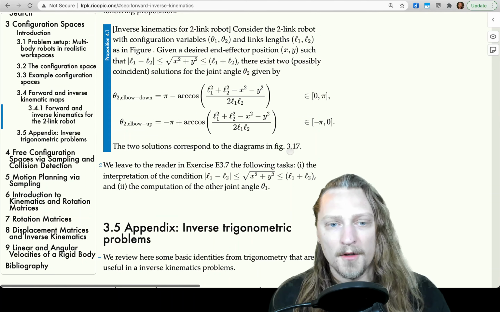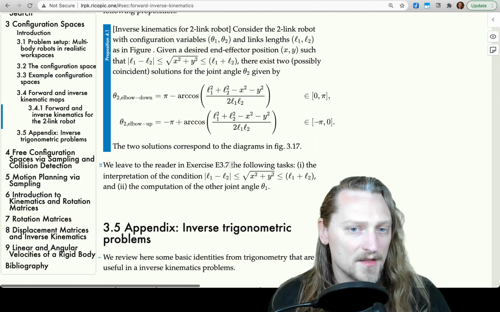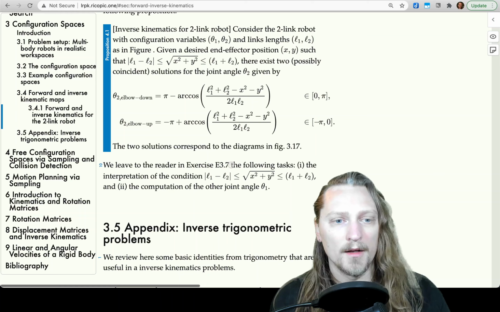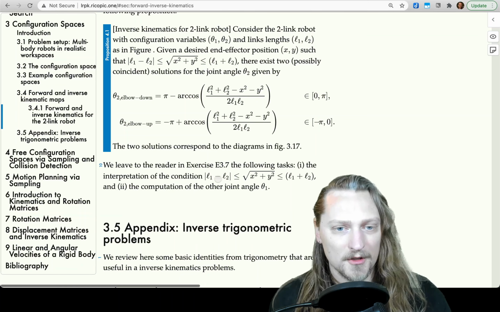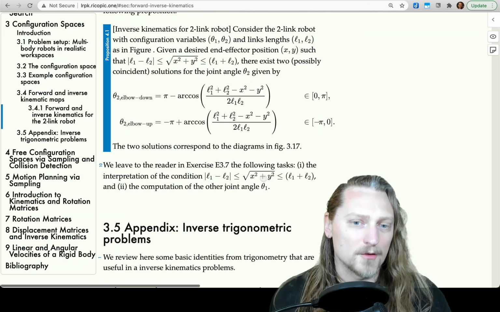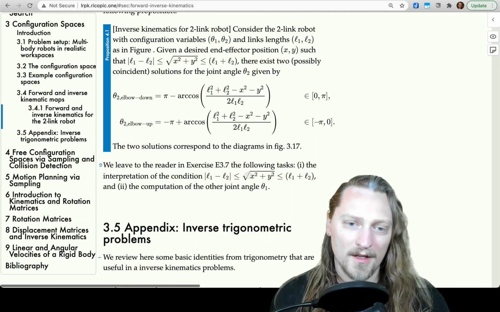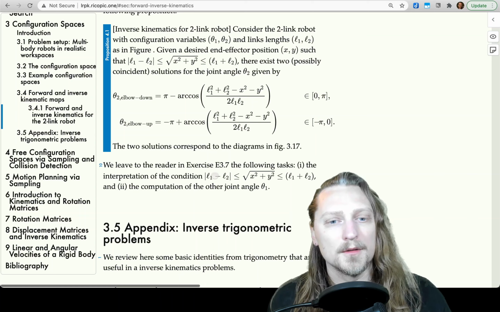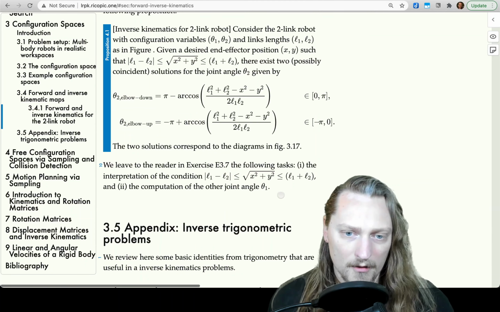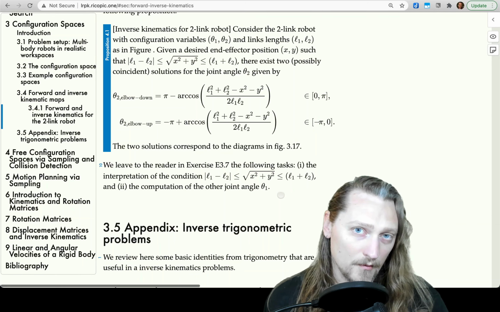We leave to the reader in exercise E3.7 the following tasks. 1, the interpretation of this condition that the square root of x squared plus y squared is between these two values, L1 minus L2 and L1 plus L2. And 2, the computation of the other joint angle theta 1, which is the angle of the first joint.